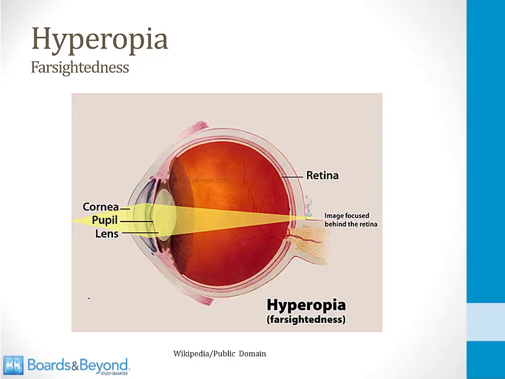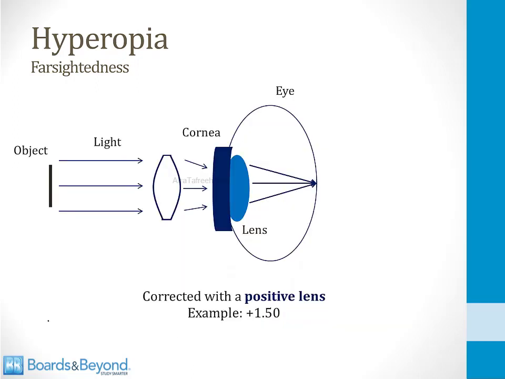And once again, here's another picture to make this more clear. You have an eye that is either too short or there is not enough curvature to the cornea, thus the focal point ends up behind the retina. Hyperopia is connected with a positive lens. This is basically a magnifying glass. It focuses the light a little bit more before it reaches the cornea, and thus when the cornea focuses the light, it ends up falling on the retina. And an example of a positive lens is a lens prescription of plus 1.5 or plus 2.0. These are positive lenses to correct hyperopia.